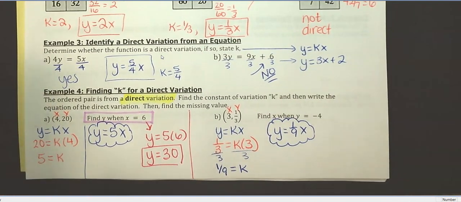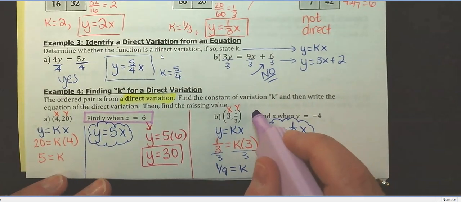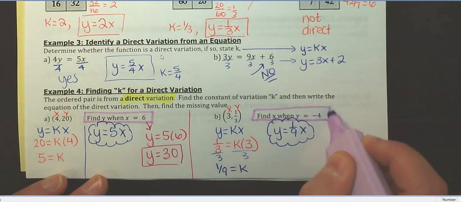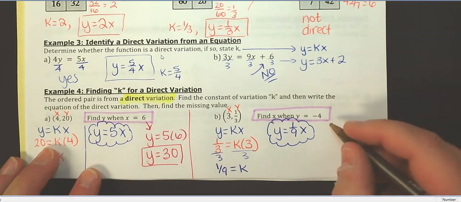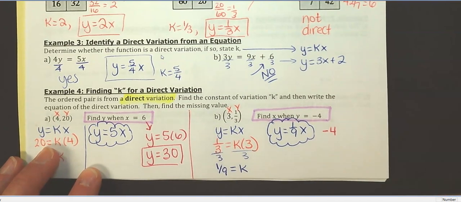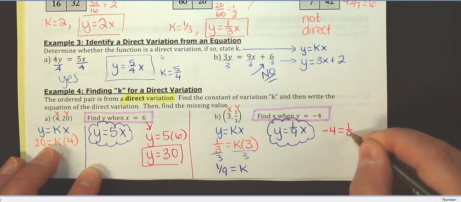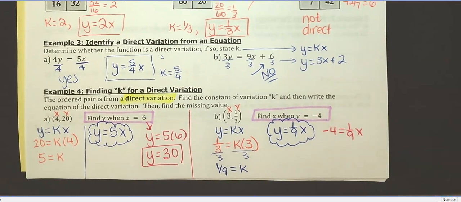All right, now this one, the secondary question, and make sure you read it really carefully because it might be a different variable than you think. So this one says find x if you know y is -4. So I'm going to put that -4 in place of the y. And that would be equal to 1/9 times x. How did you figure out x in that case? If you're multiplying x by 1/9, like how would I get rid of the 1/9? You can divide by 1/9.